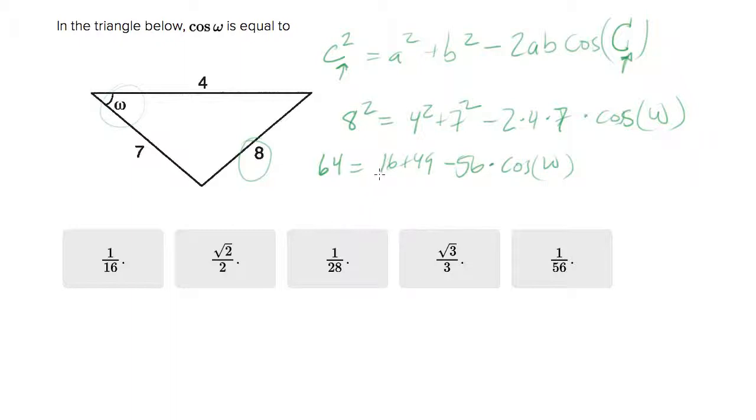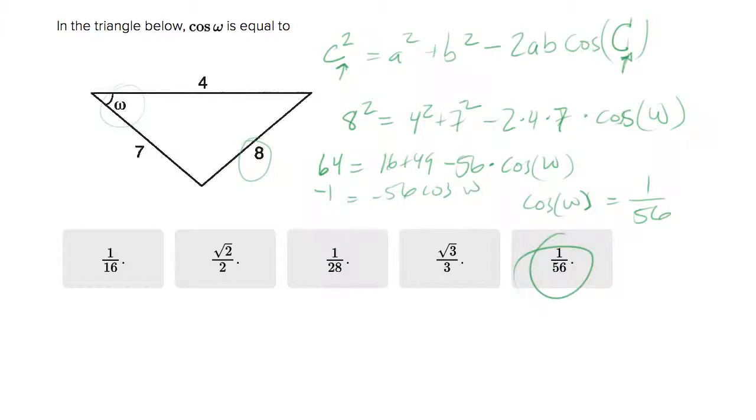So 64 minus 16, it's starting to get beyond what I can do when I'm at the end of an ACT. 64 minus 16 minus 49 is -1. So this is -1 equals -56 cos omega. So this is cos omega is equal to 1 over 56, which is that guy.